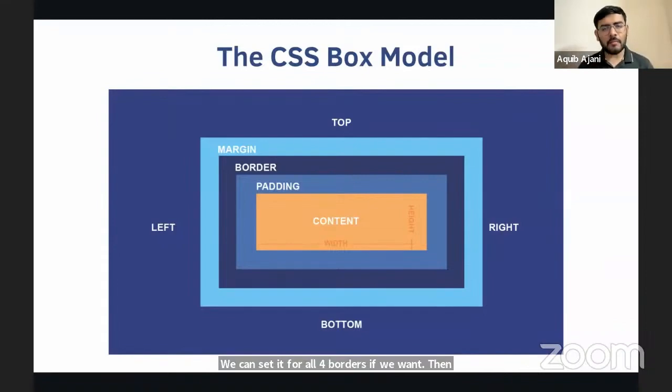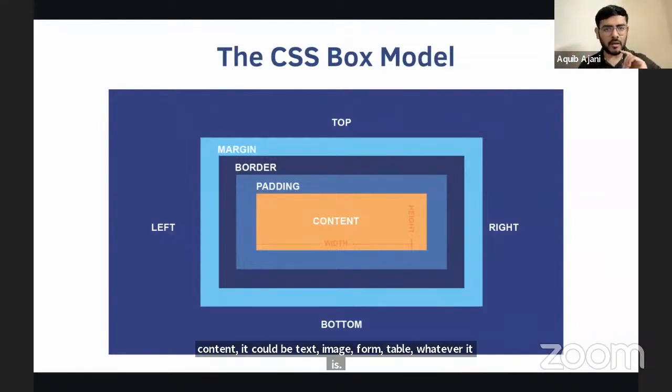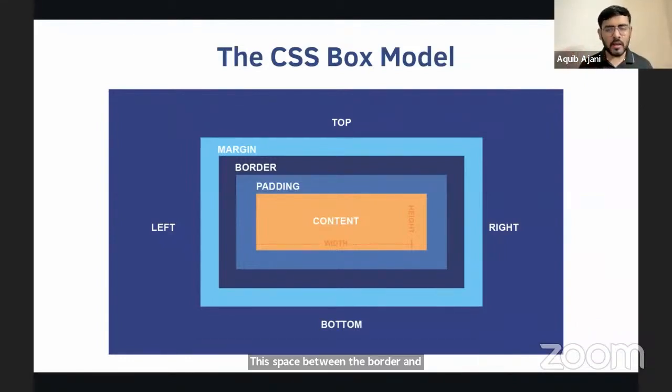Then there is the padding. Padding is the space between the content and the border, right? So if you have this border, then the actual content, it could be text, image, form, table, whatever it is. The space between the border and the content is called padding. So basically it is the space inside the element, right? Inside the element.